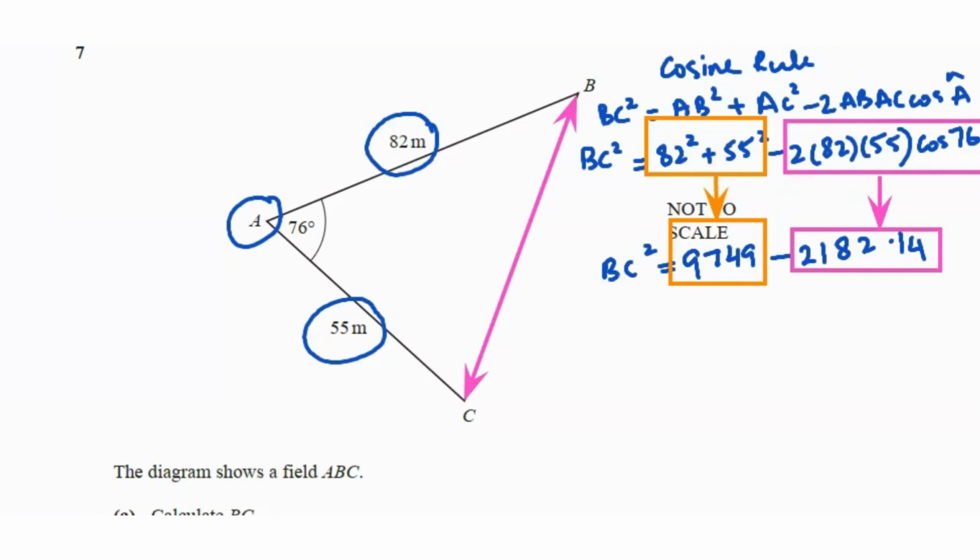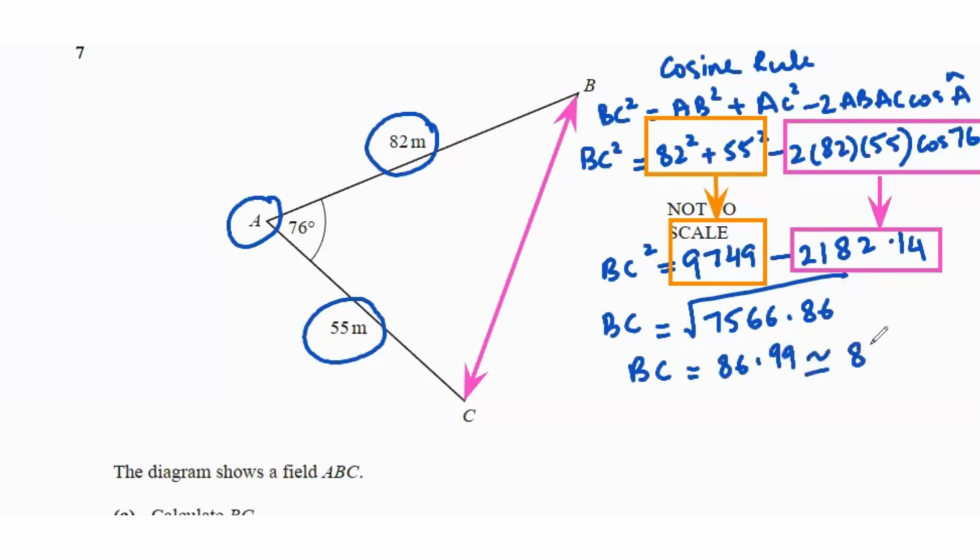So now we will have BC equal to square root of 7,566.86, which will give us 86.99, which can be rounded to 87 meters.